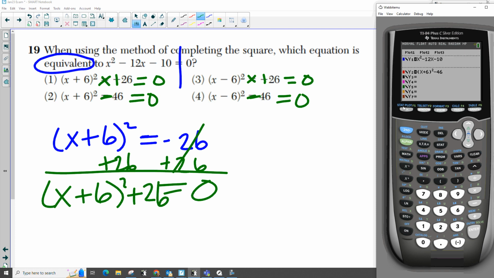All right, let's go to choice 3. This time I have to change it to a minus in here, and I'm going to change this back to plus 26. Go to the table. Do they match? No, they don't. All right, and the last one, x minus 6 squared, and I need to change this to a minus 46.